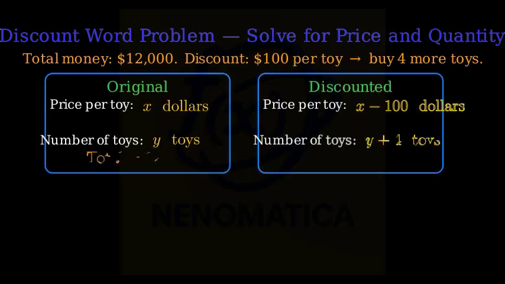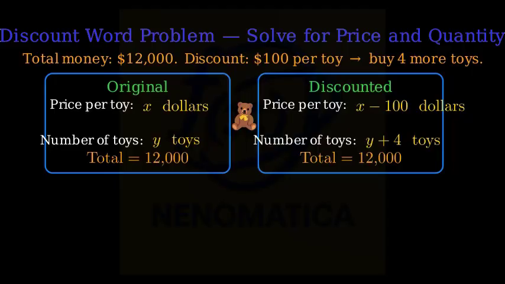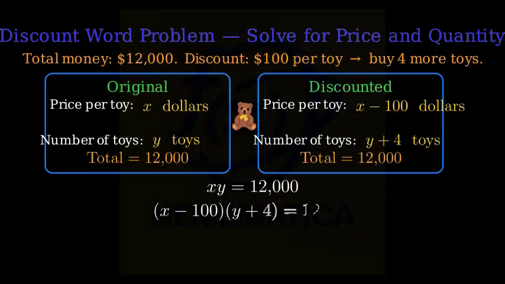Let's build a visual. On the left, the original purchase. Price per toy is X dollars, and number of toys is Y. On the right, the discounted purchase. Price per toy is X minus 100, and number of toys is Y plus 4. Both totals equal $12,000. From the original receipt, the total is price times quantity: X times Y equals 12,000. From the discounted receipt, we get quantity y plus 4 at price x minus 100, still totaling 12,000. These are our two equations.